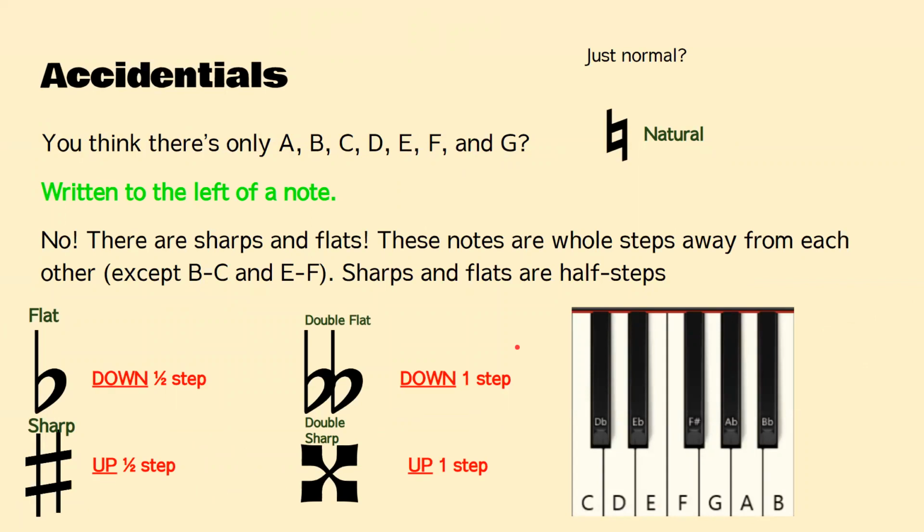Okay, accidentals. So you think there's only A, B, C, D, E, F, G? Well, there's other notes in that. Technically, there are 12 notes. 12 different notes that there are, and they are shown right here. Let's count to make sure. 1, 2, 3, 4, 5, 6, 7, 8, 9, 10, 11, 12. Yes, 12. So really, in music, there are only 12 notes.